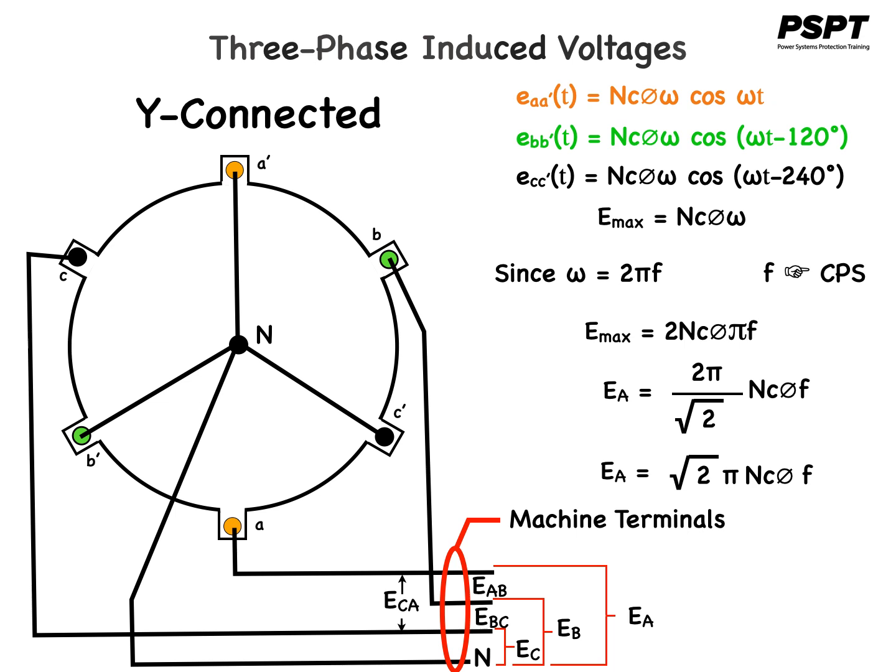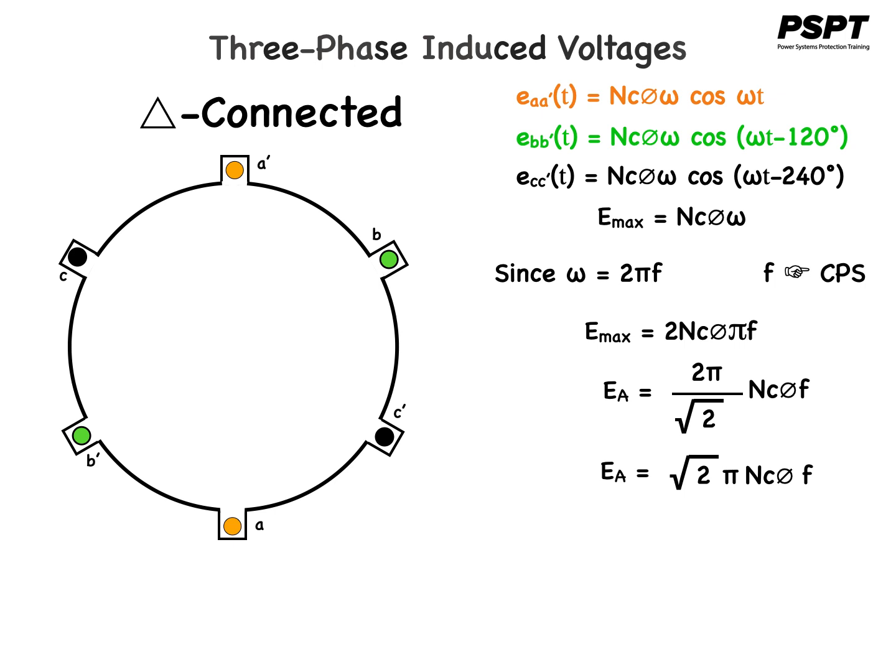Then the terminal voltages include the phase-to-phase voltages, which are related by these equations. The phase-to-phase voltages are equal to root 3 times the phase voltages. This is also known as the phase relationship of a balanced system. If the machine is delta connected, the generator phase coils would be connected like this.